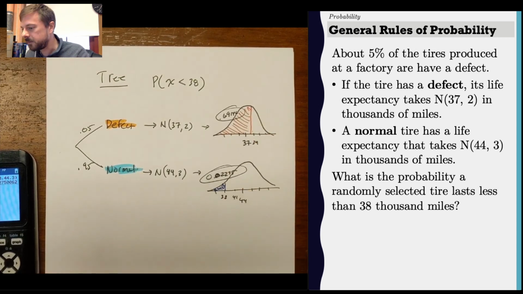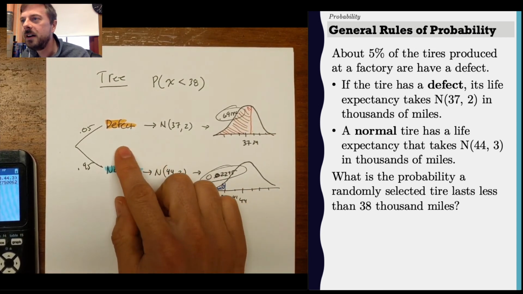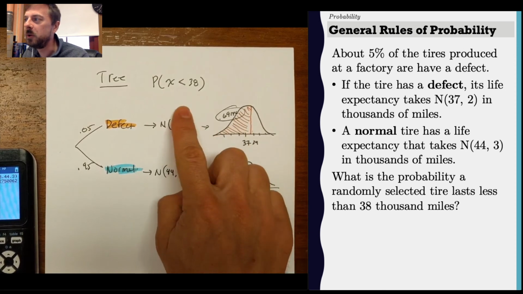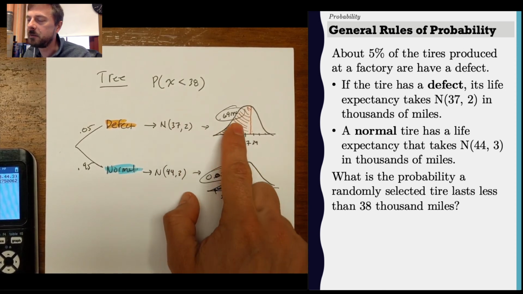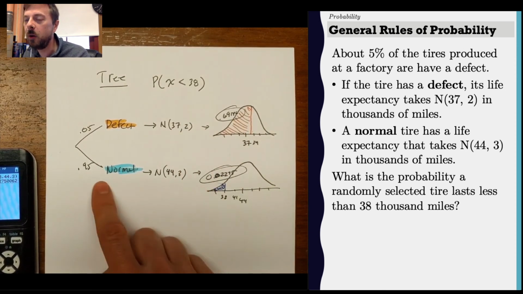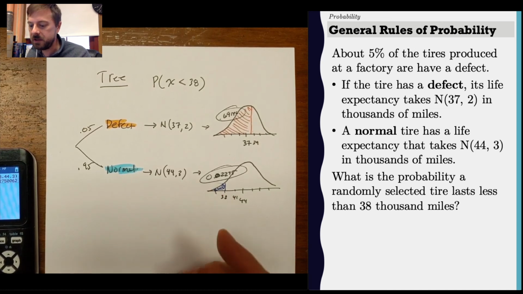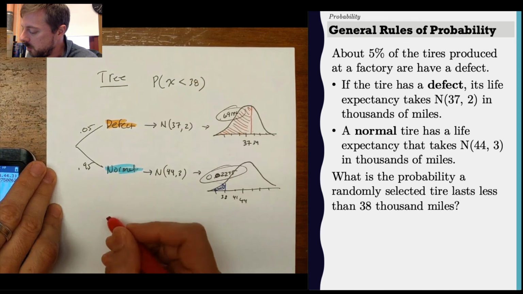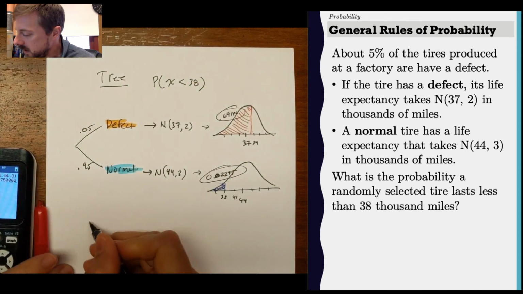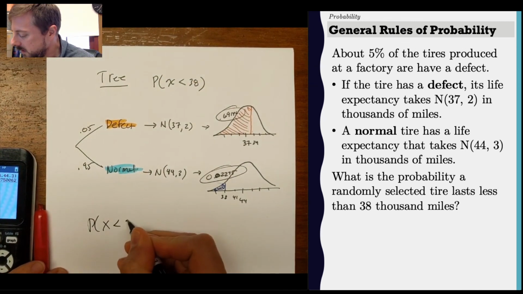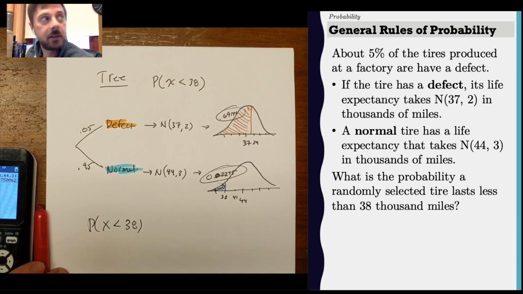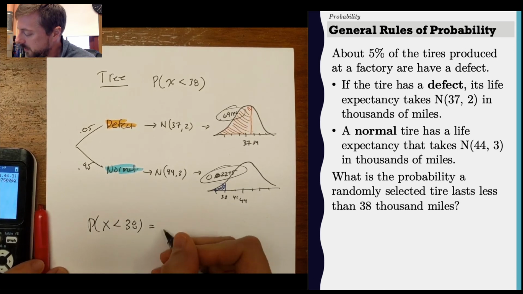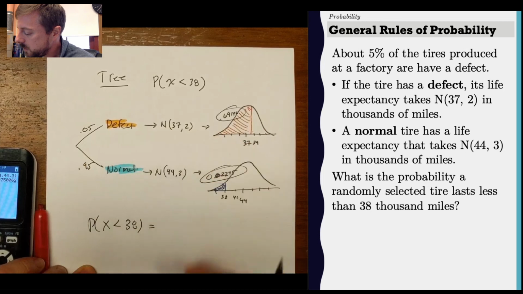All right, now you might be like, I know in the world of defects, the probability that the tire lasts under 38,000 is about 69%. I know it's really, really low probability in a normal world. How do I put these together? Well, duh, I just follow the paths, just like always. So the total probability of getting a tire with a life expectancy less than 38,000 is going to equal the sum of these two particular cases.